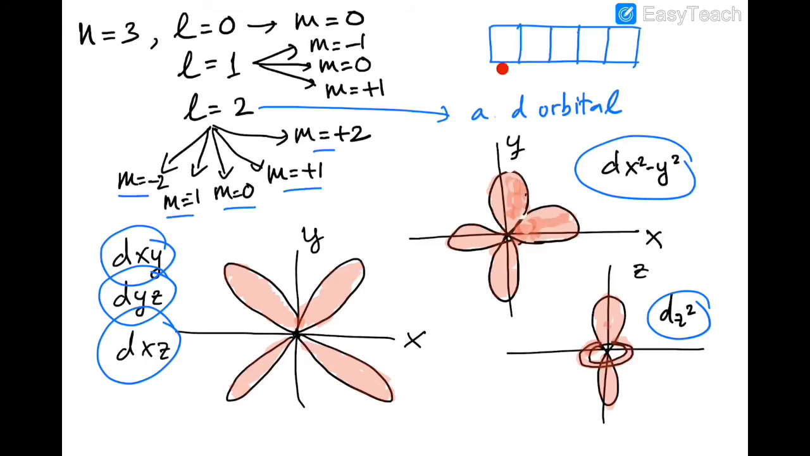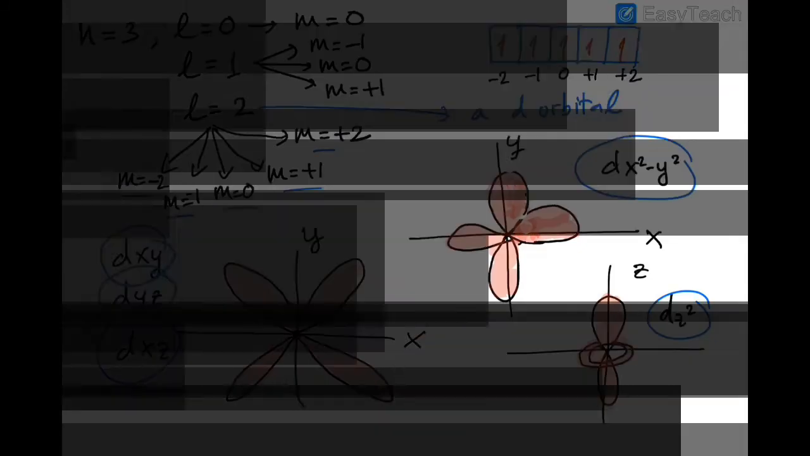Now, normally we don't really draw the orbitals quite often, so instead, these 5 quantum numbers, we will represent them in 5 squares like this, where each one of them is minus 2, minus 1, 0, plus 1, and plus 2. And each of these squares represents each of these d orbitals. And later on, we will try to fill the space with the electrons like this.